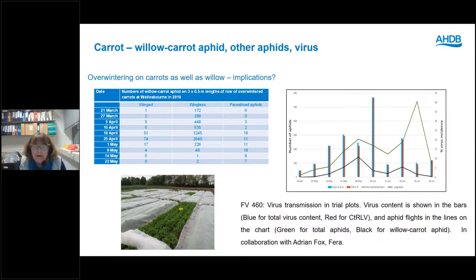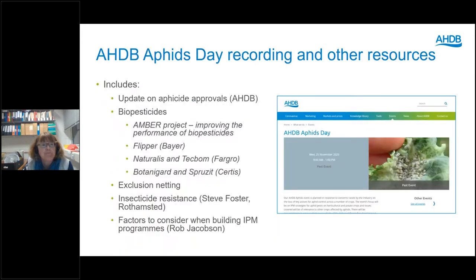Just on the other side, the photograph here is an overview of the work that we're doing in FV460. We had a trial at Wellesbourne in 2019 where we had plots of carrots, and we uncovered sets of them for a week at a time. And then the level of virus was measured at Fera, and the results seem to indicate that the willow-carrot aphid is the main culprit in terms of virus transmission.